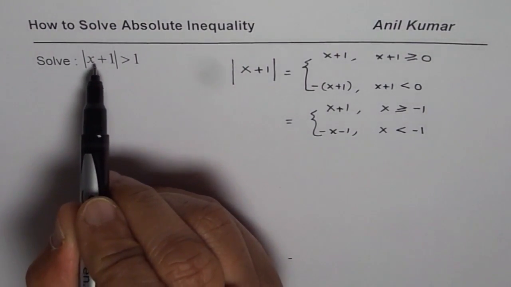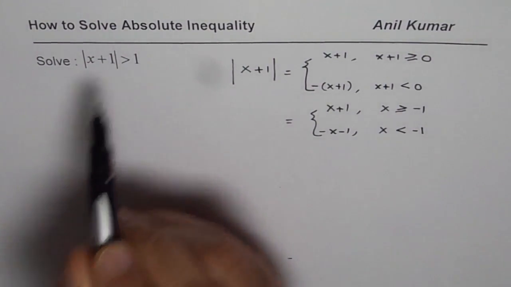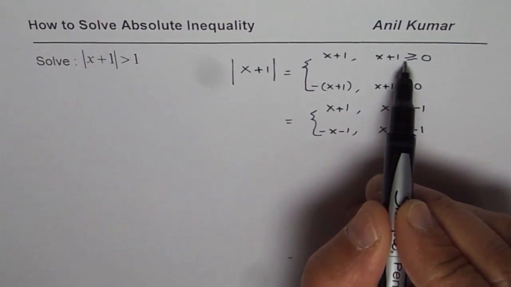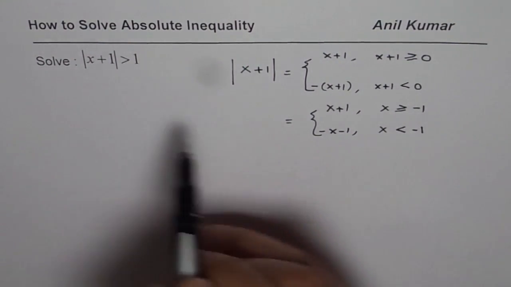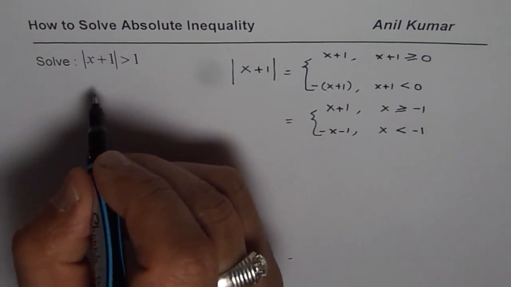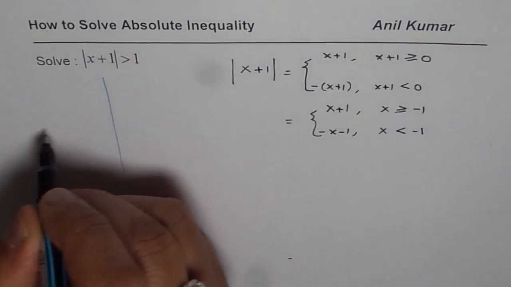So this is 0 at minus 1. On the right side of minus 1 we have to take the positive value. On the left side of minus 1 we have to take the negative of the inside function. So that is how you define the function itself. Now one of the methods to solve inequalities is using a graph. So what we can do is sketch a graph.